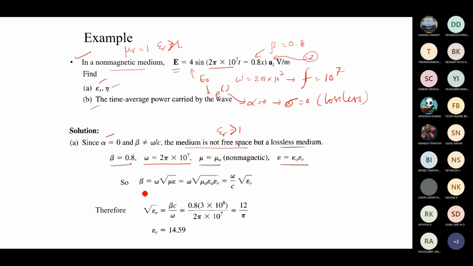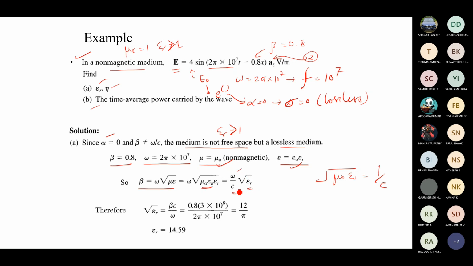And for a lossless medium, we can easily calculate the beta. Beta is nothing but omega root of mu epsilon. So it is very easy to know this. Beta is the very important one. Always you should remember the formula of it. And mu and epsilon, we already have the definition for it. We are going to substitute. And in that, we already know that root of mu naught epsilon naught is going to be 1 by c. So when you substitute that, you will get it, and you can easily isolate the epsilon r.